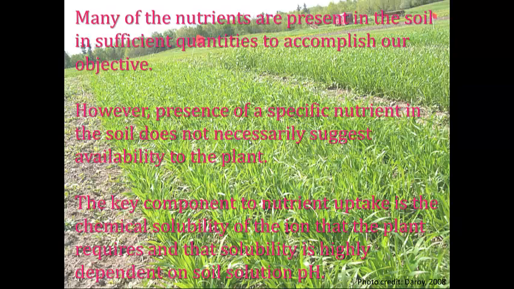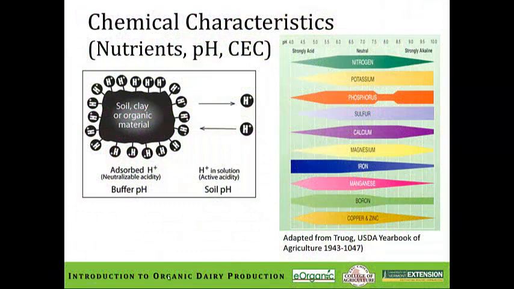And one of the key components to nutrient uptake is, of course, the chemical solubility of that nutrient that the plant requires. And this solubility is highly dependent on the soil pH. So before moving on, we should touch on the pH of the soil. And you can see if too many of your negative charges become surrounded by hydrogen or aluminum, then your soil pH can be very low. And by low, I mean below 7.